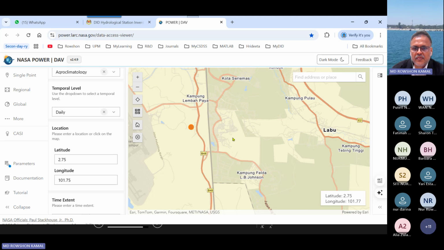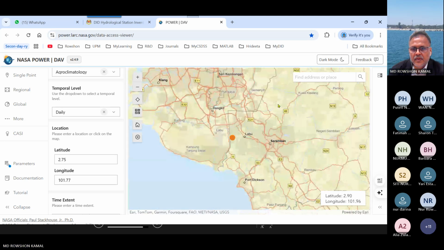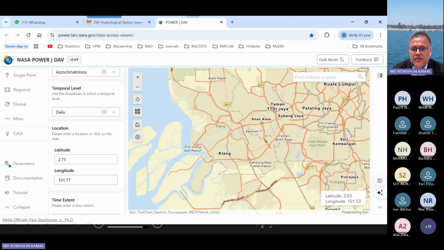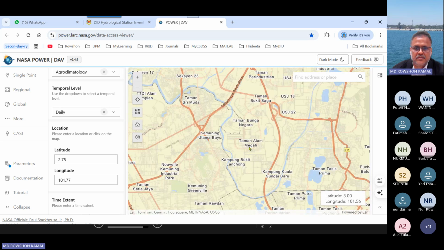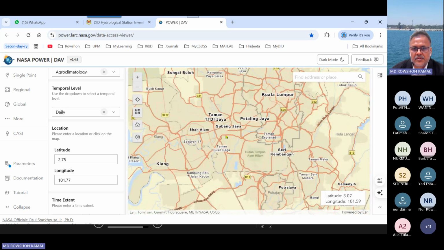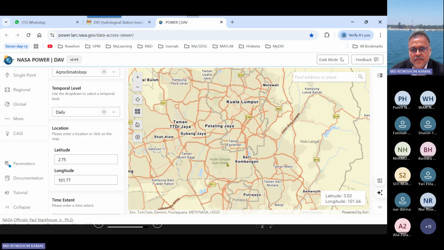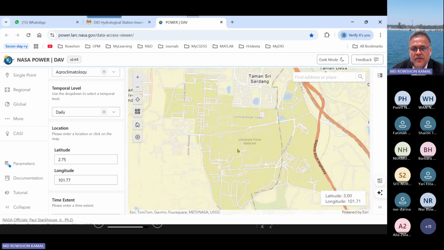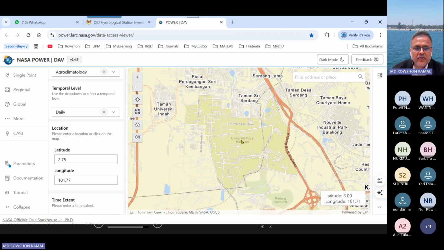Otherwise, you can browse the map and find where it is. Let's say you want to find UPM, University Putra Malaysia, somewhere on this side, near Serdang. So here, you can click. If you click here, you can see the longitude, latitude will change. You see, it changes, meaning this location has this latitude.